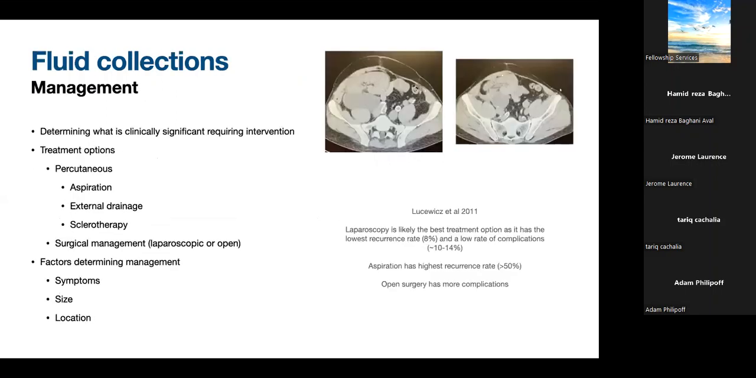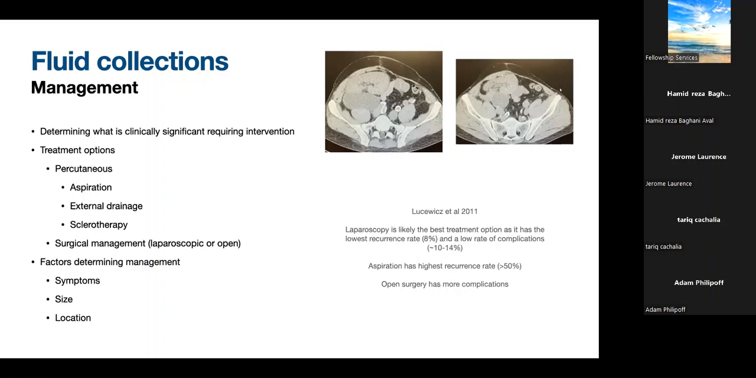Fluid collections like lymphoceles, again, can be challenging to manage, but I think determining which ones are clinically significant is important. The treatment options are percutaneous approaches like aspiration, insertion of a drain, and then sclerotherapy with things like iodine being flushed into the cavity. Surgical management is obviously an important part of it as well, usually if patients fail percutaneous management, and laparoscopic and open are the two approaches there. The factors determining the management are the type of symptoms the patient has, the size and location, as well as the effect on the kidney.